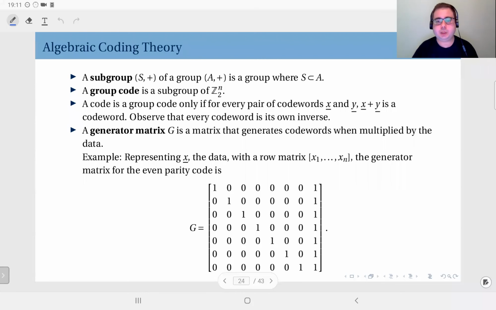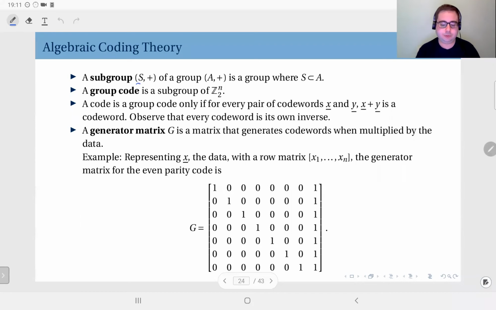So how do we represent codes in algebraic coding theory, and how do we encode any message using the tools we have in algebraic coding theory? For this, we will make some new definitions here. For instance, the concept of a subgroup.